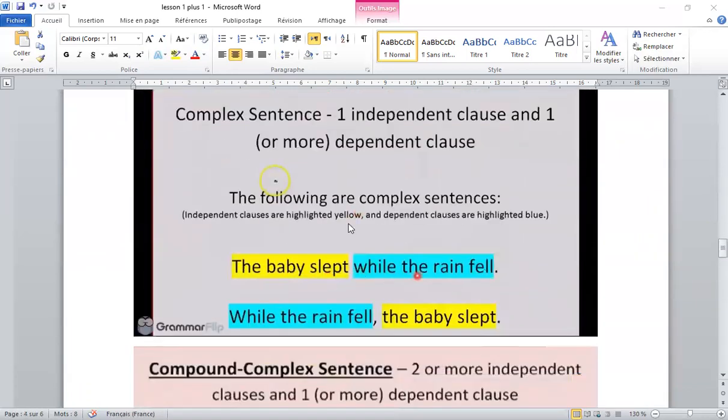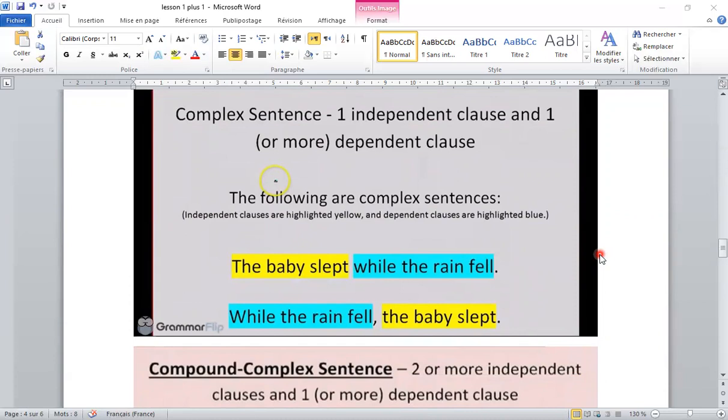Is there any kind of connective here? In case you say yes, while is a connective, I will agree with you. While is a kind of connective. But here you can notice that the baby slept. This sentence gives sense on its own. When we say while the rain fell, this gives no sense.